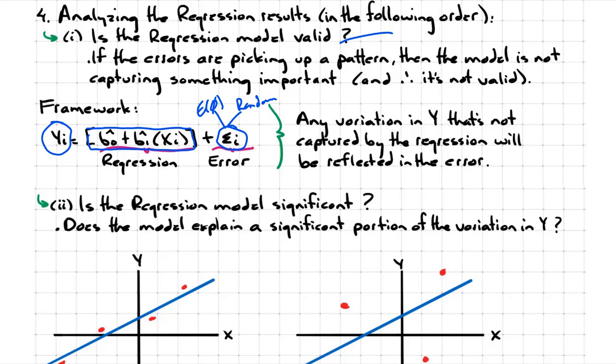On the other hand, if the errors are picking up a pattern, remember, y is either explained by the regression or the errors. So the first place you look is the errors. If the error is picking up a pattern, then you say the regression is missing something. Do you see how easy it was? You don't actually dive into the regression. You don't even look at the equation. You look at the errors. If the error is picking up something, the model is not picking up something important, so I'm not even going to look at the model. So there it is. Any variation in y that's not captured by the regression will be reflected in the error.